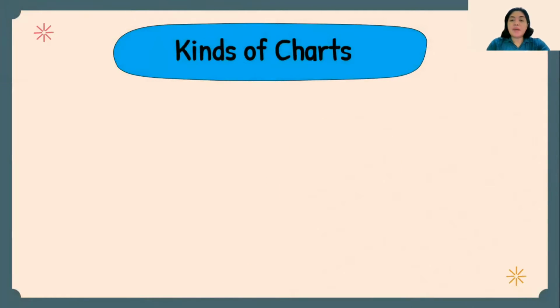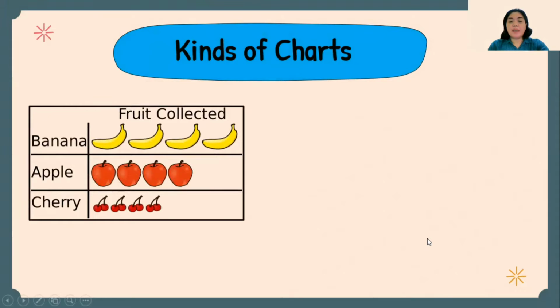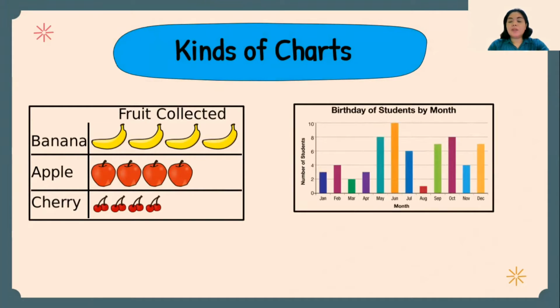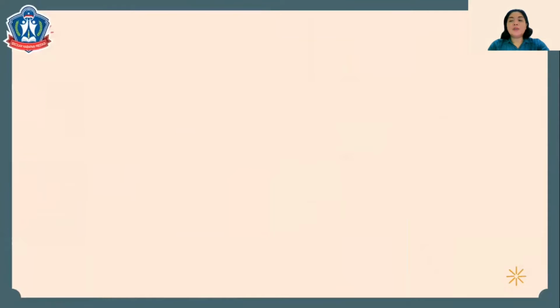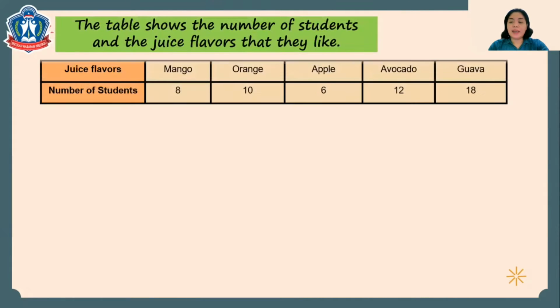Here are some different kinds of charts. Charts, children, are very important so we can interpret data easily. This kind of chart is what we call a picture graph. It uses pictures. And this one is what we call a bar chart. It uses rectangular bars. And also, this is what we call a line graph. Okay, for us to make a bar chart or a line graph, we need to have data.